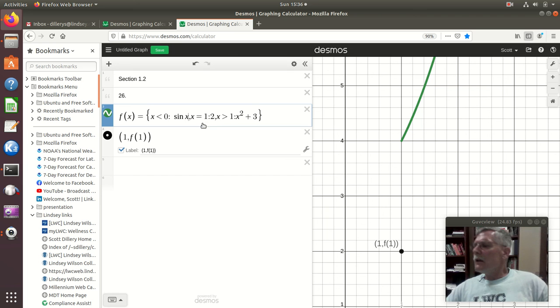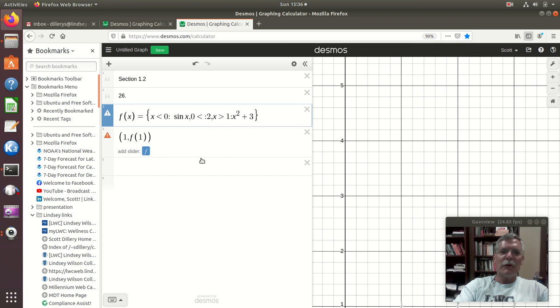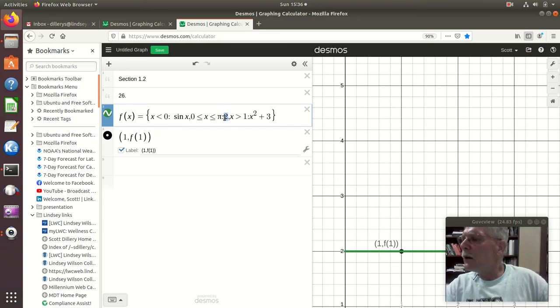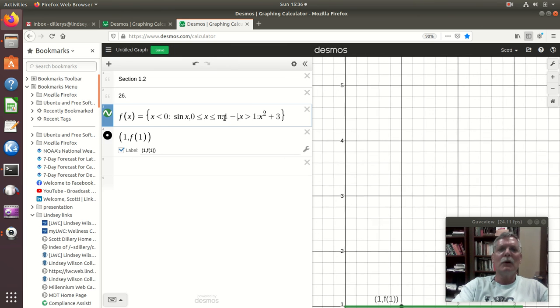So I have that, and then if x is between 0 and pi with equalities, it's 1 minus cosine x. So we can put that in here, so I can say 0 is less than or equal to x is less than or equal to pi, and if I just type pi, it knows it's pi. And then what I want there is 1 minus cosine x.